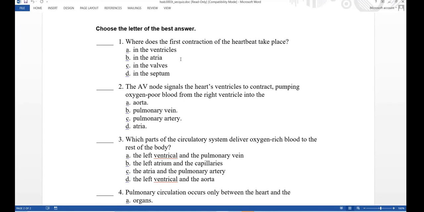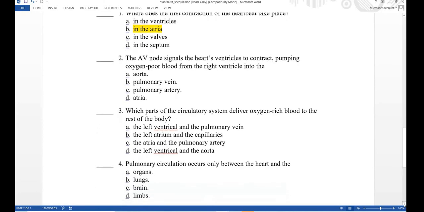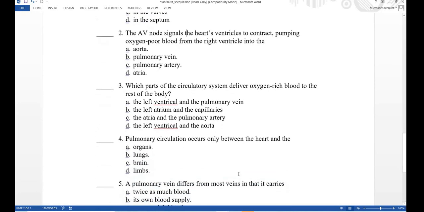Okay? So what is the answer for question number 1? It is B, the atria. The first contraction of the heartbeat takes place in the atria. Number 2, the AV node signals the heart's ventricles to contract, pumping oxygen-poor blood from the right ventricle into the A, aorta, B, pulmonary vein, C, pulmonary artery, or D, atria. What is the answer? It is C, pulmonary artery.